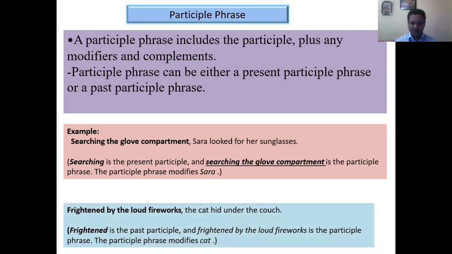Frightened by the loud fireworks, the cat hid under the couch. Frightened is the past participle, and frightened by the loud fireworks is an example of a past participle phrase. The participle phrase modifies cat. So you can see a participle phrase starts with a participle.